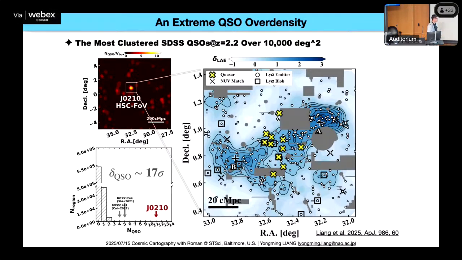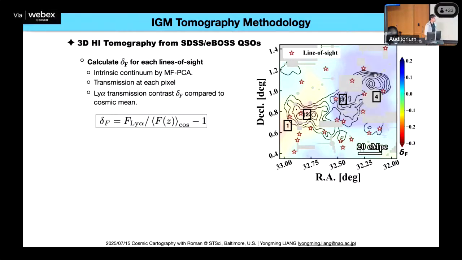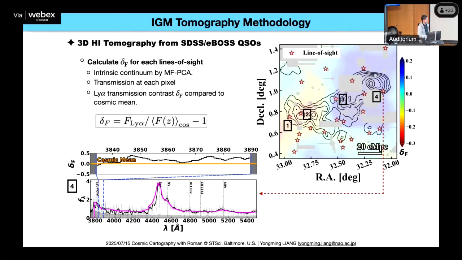So then we are interested in the underlying gas distribution. But at redshift 2, the IGM is so diffuse and cold that it is difficult to directly map its intensity. Instead, we try to utilize the Lyman alpha forest. Just as an example, this star is one line of sight. You can predict the intrinsic continuum by utilizing PCA fitting, and then by contrasting the observed flux and the intrinsic continuum, you can derive the transmission. And further compared to the cosmic mean, you can derive the fluctuation.